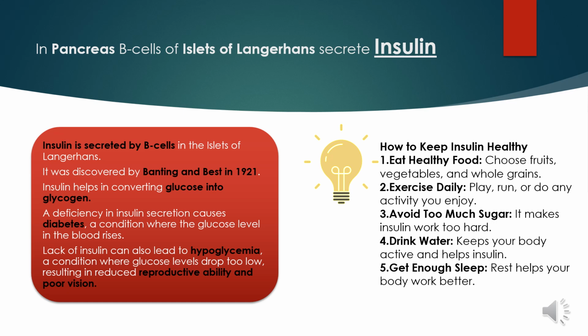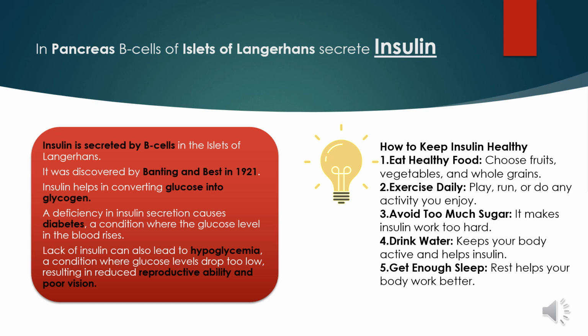Insulin is secreted by B cells in the islets of Langerhans. It was discovered by Banting and Best in 1921. Insulin helps in converting glucose into glycogen. A deficiency in insulin secretion causes diabetes, a condition where the glucose level in the blood rises.